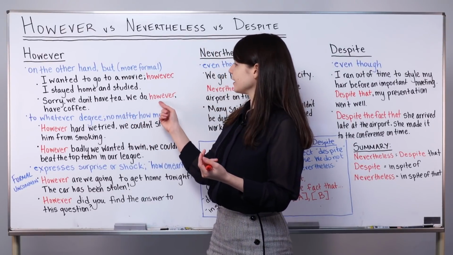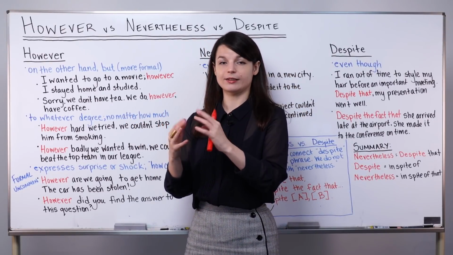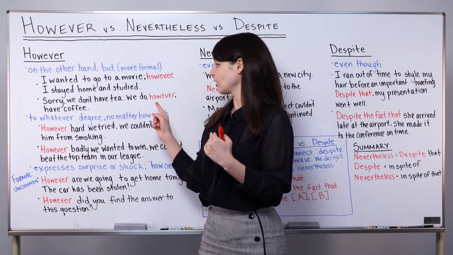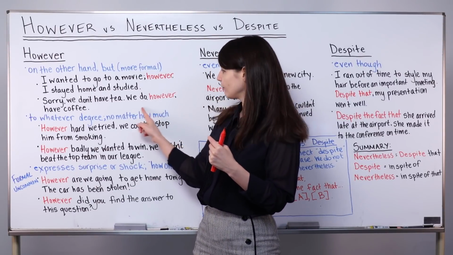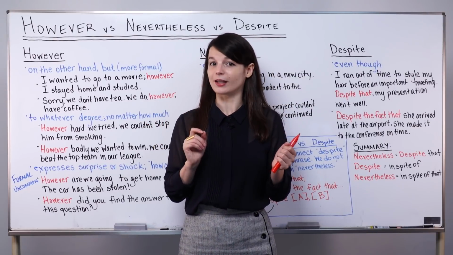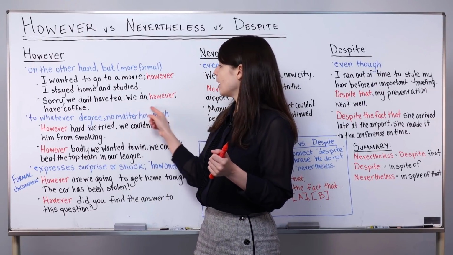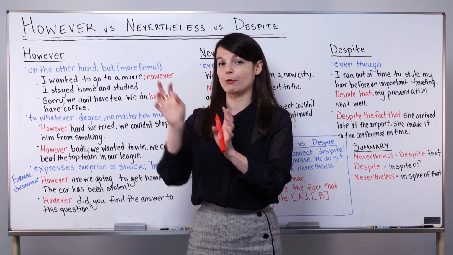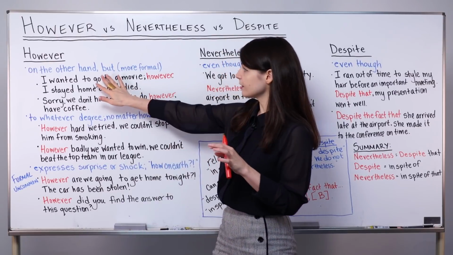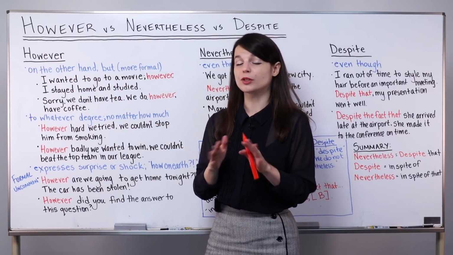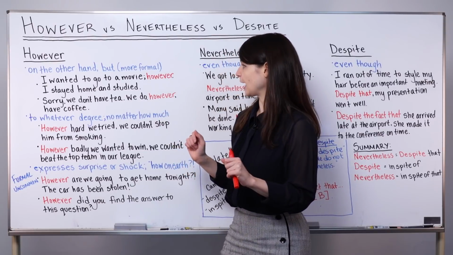So this, however, is like on the other hand. So you could put this here, as I've done. We do, however, have coffee. You could put this before this comment. However, we do have coffee. That's also okay. So you might hear in an expression like this the position of however shift a little bit. But these uses are on the other hand, or but. Let's move on to a totally different way of using however.